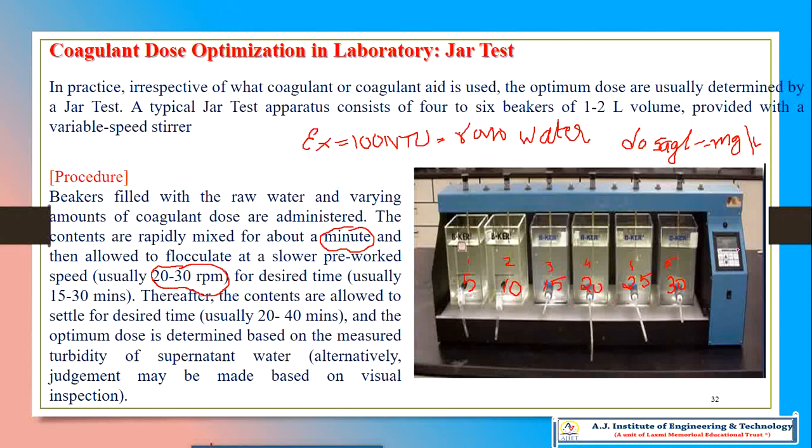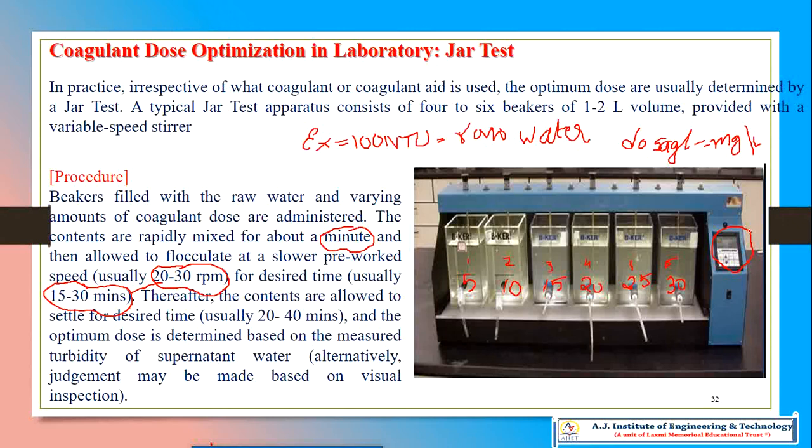Remember, first for 1 minute you gave 100 to 200 RPM for rapid mixing, so that whatever dosage you added is distributed throughout. After that you reduce the speed, so some flocculation will form. In that very slow mixing, 20 to 30 RPM for 15 to 30 minutes. Rapid mixing is only for 1 minute, but slow mixing is 15 to 30 minutes. You can use this indicator to change your RPM.